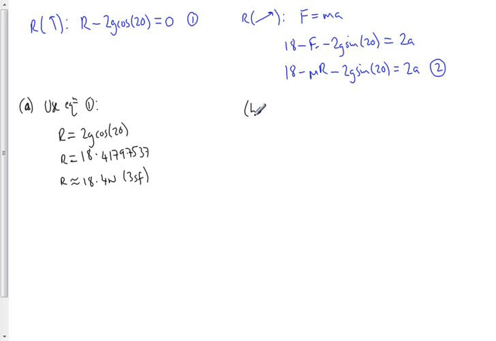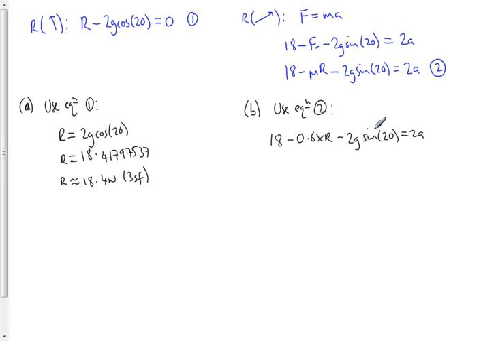Now, looking at part B, it asks us to find the acceleration of the block or box or plank or boat or whatever it is. We've got this expression here, but we now know what R is. So we can write this equation out, using equation number 2: 18 minus 0.6 times R, which we've got on our answer button, minus 2g sine 20 is equal to 2a.